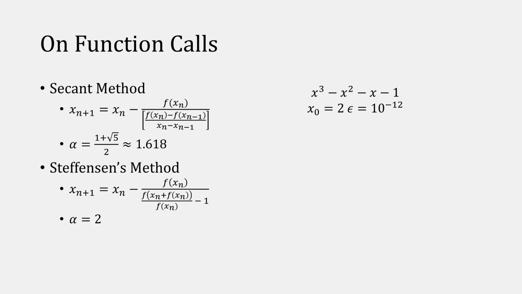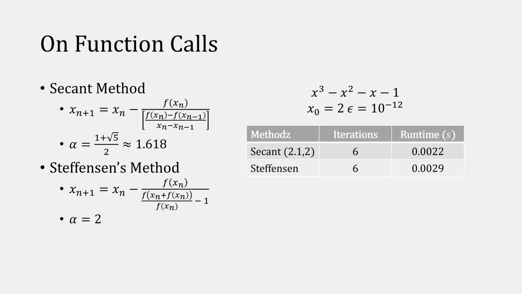If we apply both of these methods to the function x cubed minus x squared minus x minus 1, they both take 6 iterations to converge. The difference is that Steffensen's method takes longer.